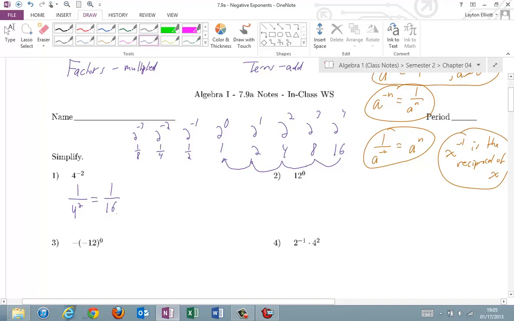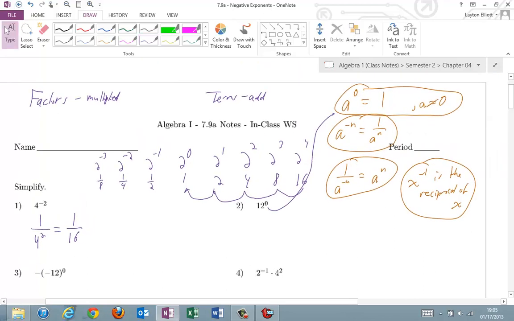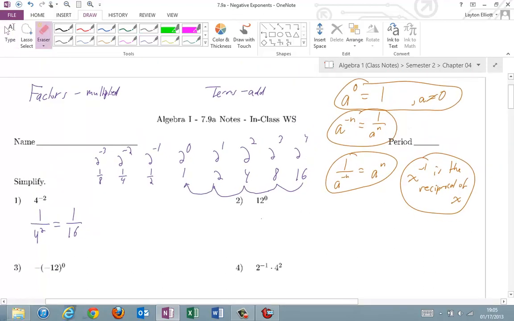Okay, next, let's go 12 to the 0 power. 12 to the 0 power follows this rule right here. Anything to the 0 power is equal to 1. So that's going to be 1.